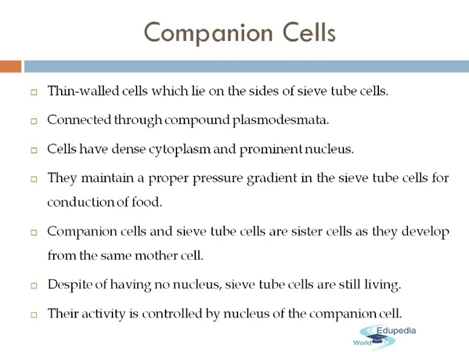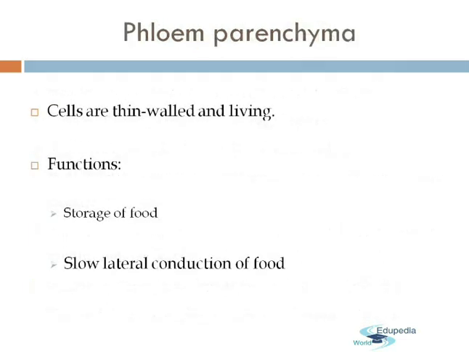So what these companion cells do is maintain a proper pressure gradient in the sieve tubes for the conduction. The companion cells are known as companion cells because these cells and the sieve tube cells are sister cells and they develop from the same mother cell. Despite having no nucleus, why are sieve tubes known as living cells? Because the companion cell controls the activity of the sieve tubes. That is why it is known as the companion cell. Now isn't that an interesting feature?